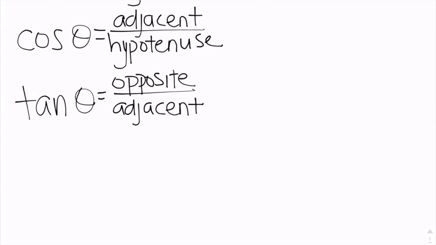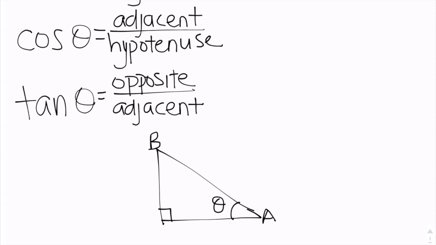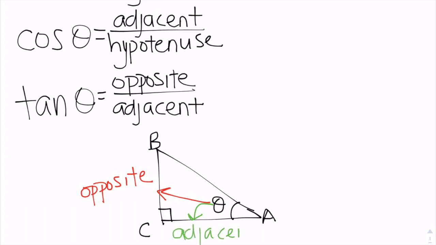And so if we draw ourselves a little right triangle picture, where this is theta, this is A, B, and C. From theta, the opposite side is across from your angle theta. The adjacent side is right next door to your theta, and the hypotenuse is opposite of your right angle.